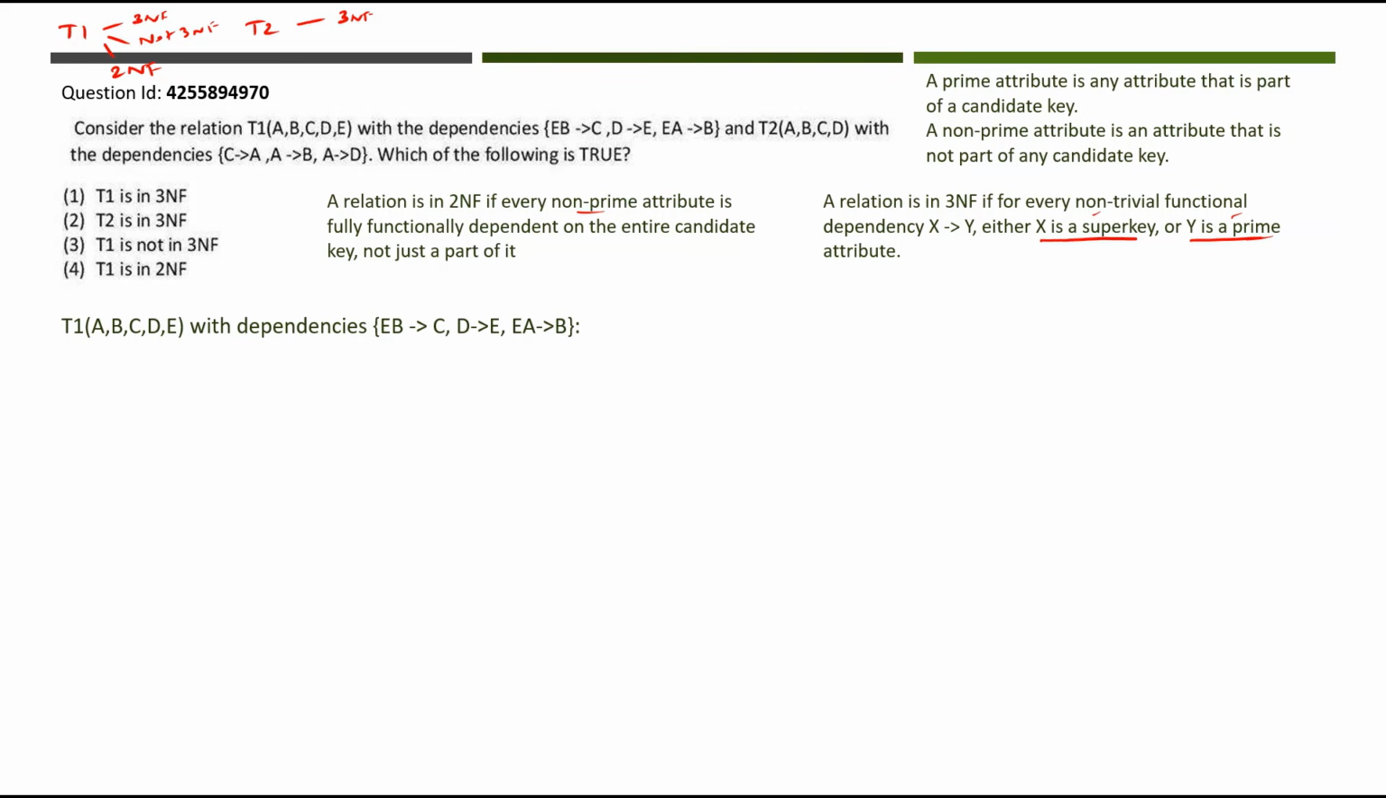Let's take the first relation T1 with attributes A, B, C, D, E, and we have the dependencies EB derives C, D derives E, EA derives B.